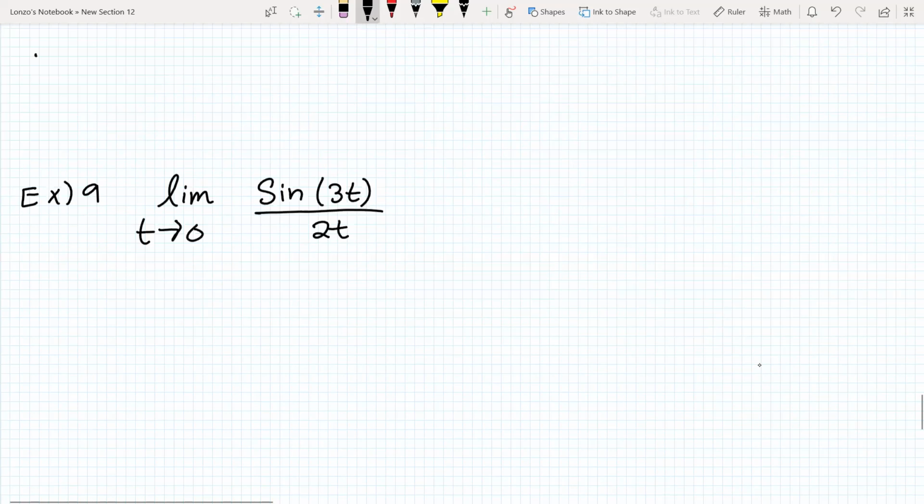One more problem, and then we're done. So the limit as t approaches 0 of sine of 3t over 2t. So what shall we do? Well, maybe we can make this the sine of 6t over 6t, right? So that can be equal to 1.